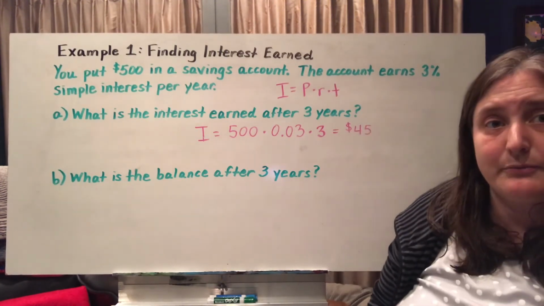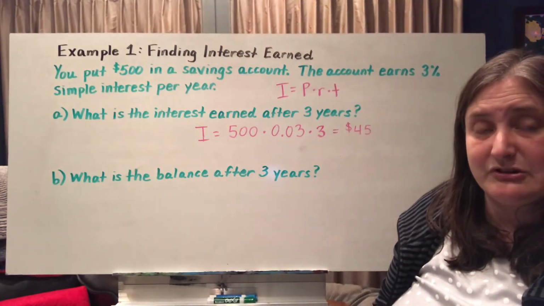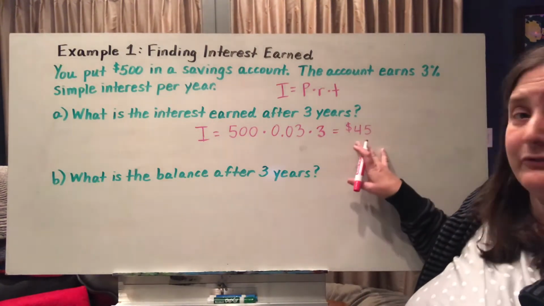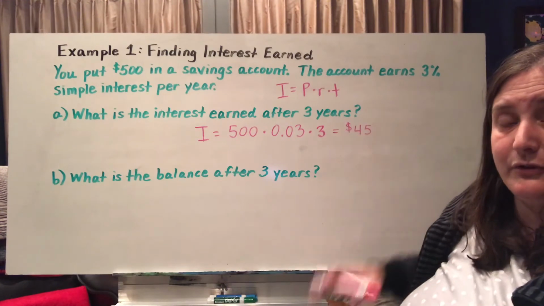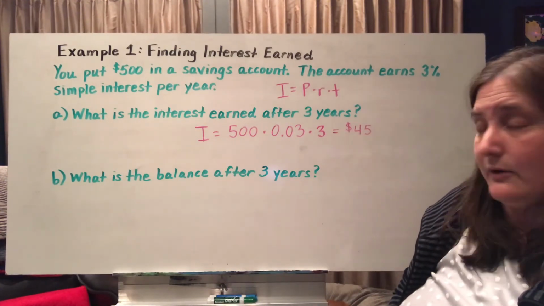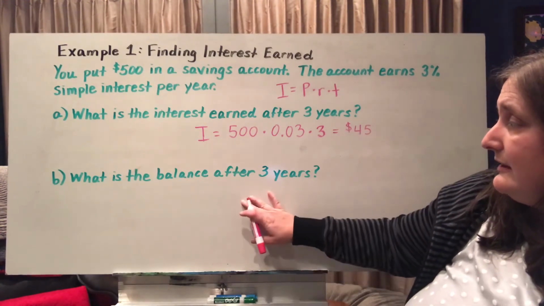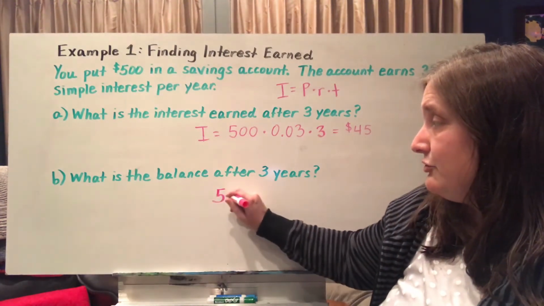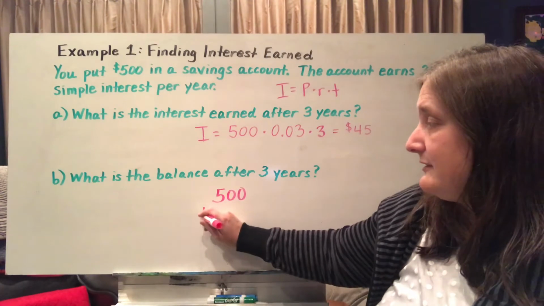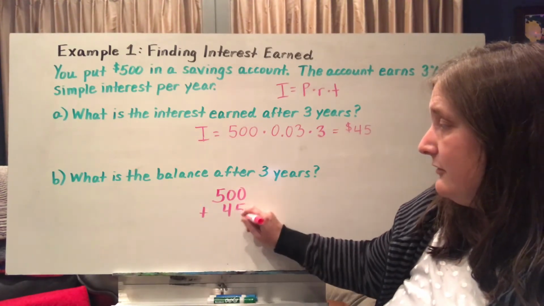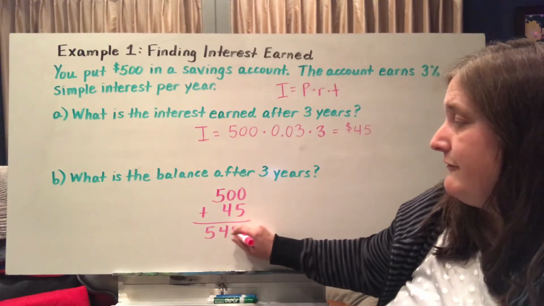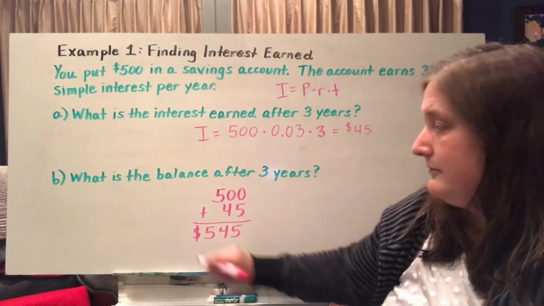So in 3 years, we put our $500 in the bank. It just sits there. The bank is allowed to use it. They're going to pay us $45 for keeping our money there and letting them borrow it. So what is the balance after 3 years? Well, we started with $500, which you put into the account, plus the bank is paying you $45. So now you have a grand total of $545 in your account.